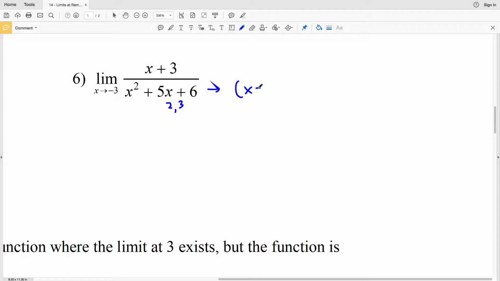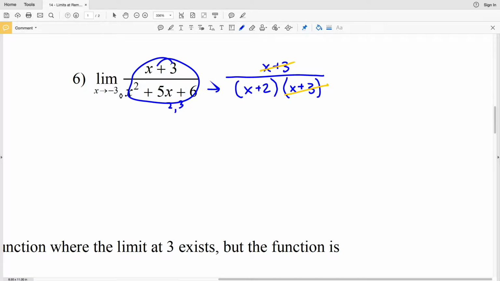So we'll have x plus 2 times x plus 3 in our denominator. And x plus 3 is still in our numerator. So you can see that I'll be able to cancel out an x plus 3. So now, as opposed to the limit of the entire function as x approaches negative 3, I'm going to find the limit of the simplified function, which is the limit of 1 over x plus 2 as x approaches negative 3.